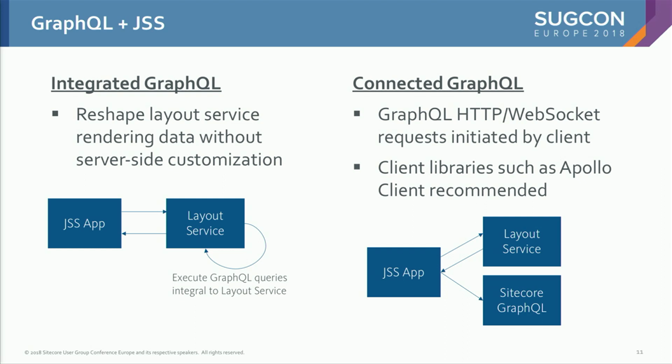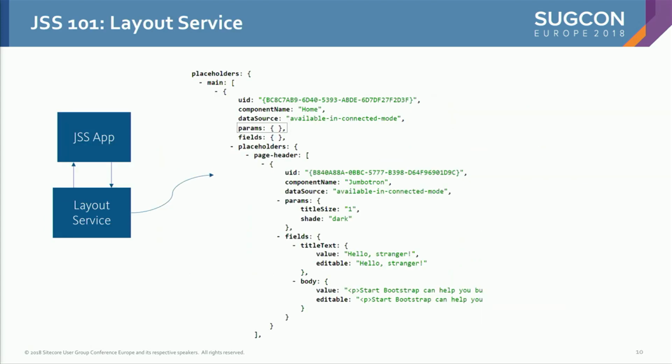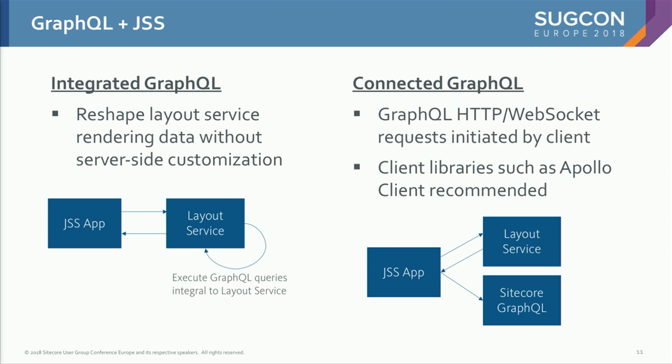In integrated GraphQL, we take the field data that we'd normally get back from the data source item in layout service, and instead it becomes the result of a GraphQL query. If I look back one slide, the fields you can see there with title, text, and body would be replaced with the JSON result of a GraphQL query executed integrally to layout service. So you don't need a separate GraphQL request. You could just do it with layout service.